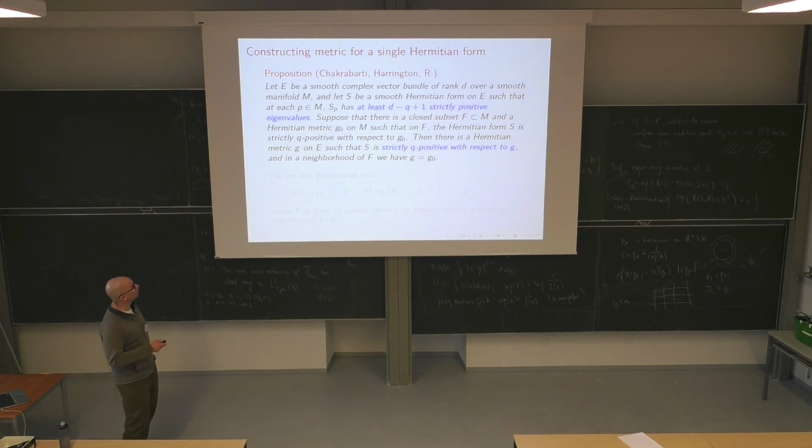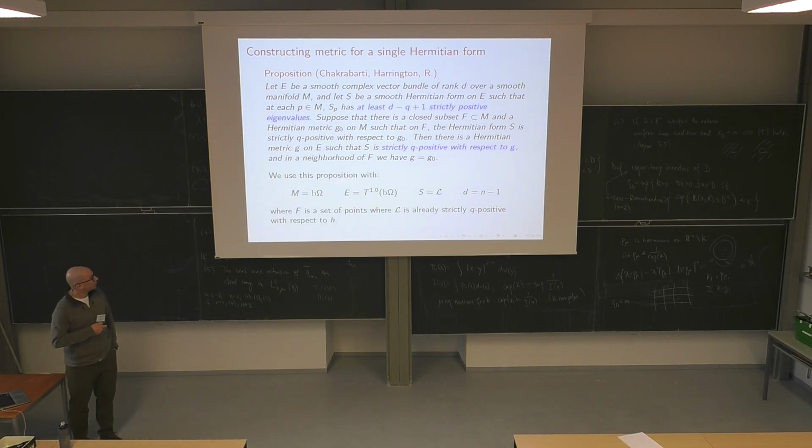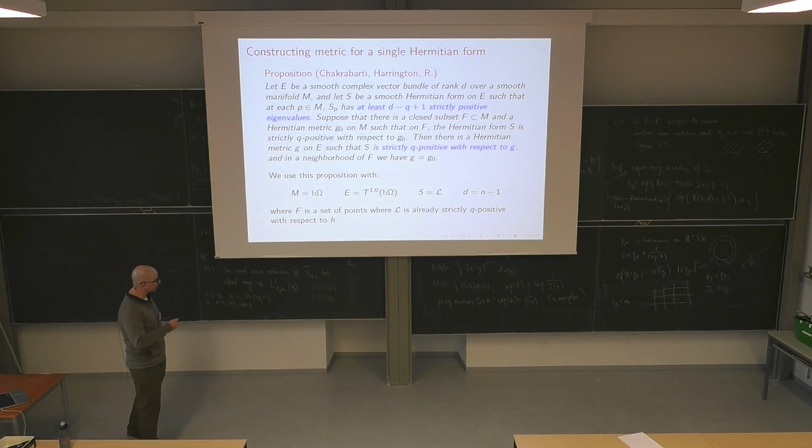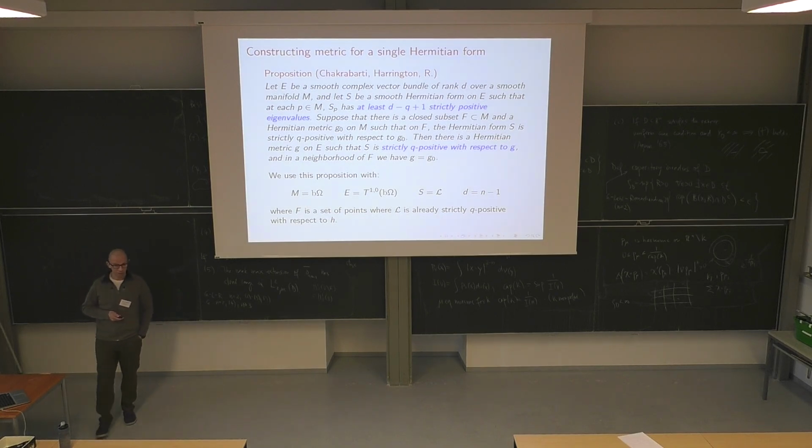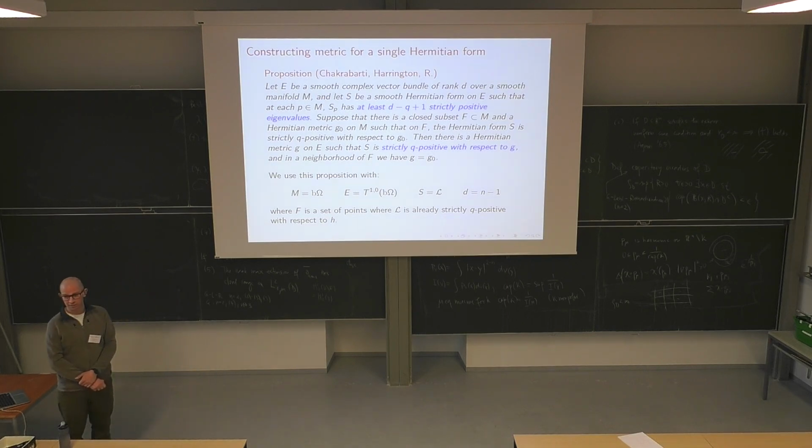Okay, so we're building a metric where we're taking something about numbers of eigenvalues and getting something about sums of eigenvalues. Now we're going to use this proposition with M the boundary of omega, the vector bundle the bundle of T^{1,0} vectors, S the Levi form, and d equal to n minus 1. And F is a set of points where the Levi form is already strictly Q positive with respect to H. F could absolutely be the empty set. Yes, that's right, F absolutely could be the empty set.